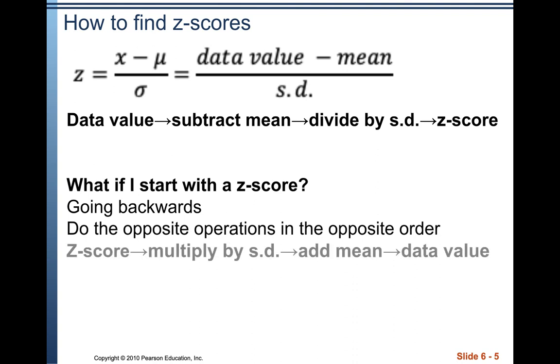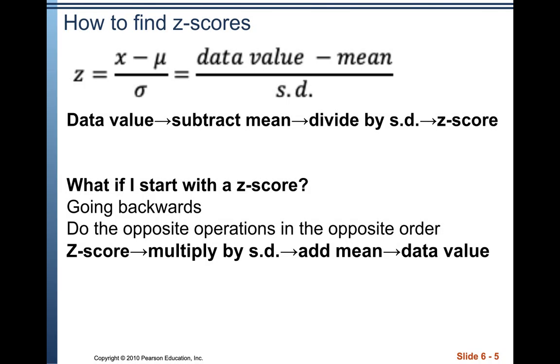So if I start out with a z-score and I want to go backwards, I'd first come here, but the opposite of division is multiply. Then I'd come here. The opposite of subtract is to add, and then I would end up with the data value that yielded that z-score. This may not make much sense as I'm explaining it right now. I think it will make more sense as I go through a couple of examples on the next couple of slides. So let's do that.